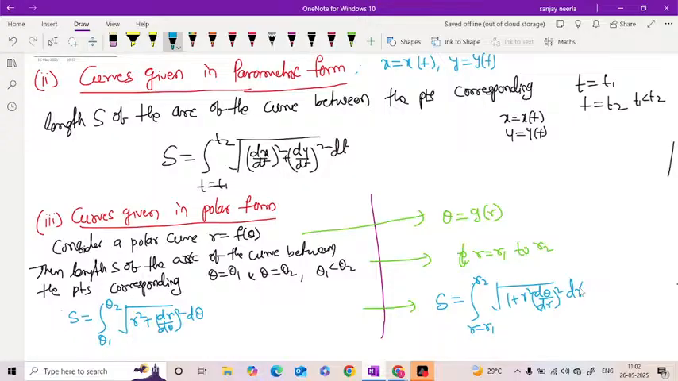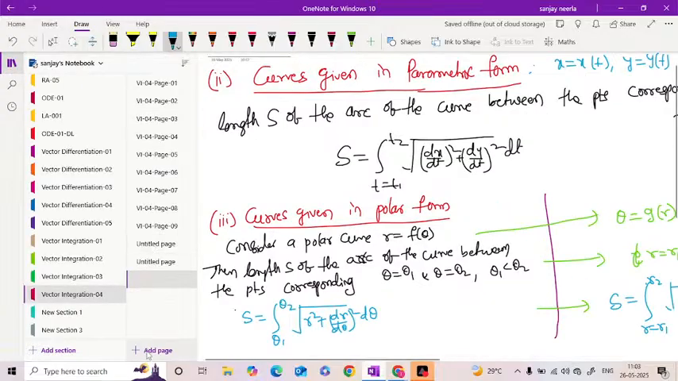So finally, in the Cartesian form we have only two forms. In the parametric form we have one form. In the polar form we have two forms. Okay, so anyway we will see one problem in both the parametric form and the Cartesian form. Definitely we will get the idea.